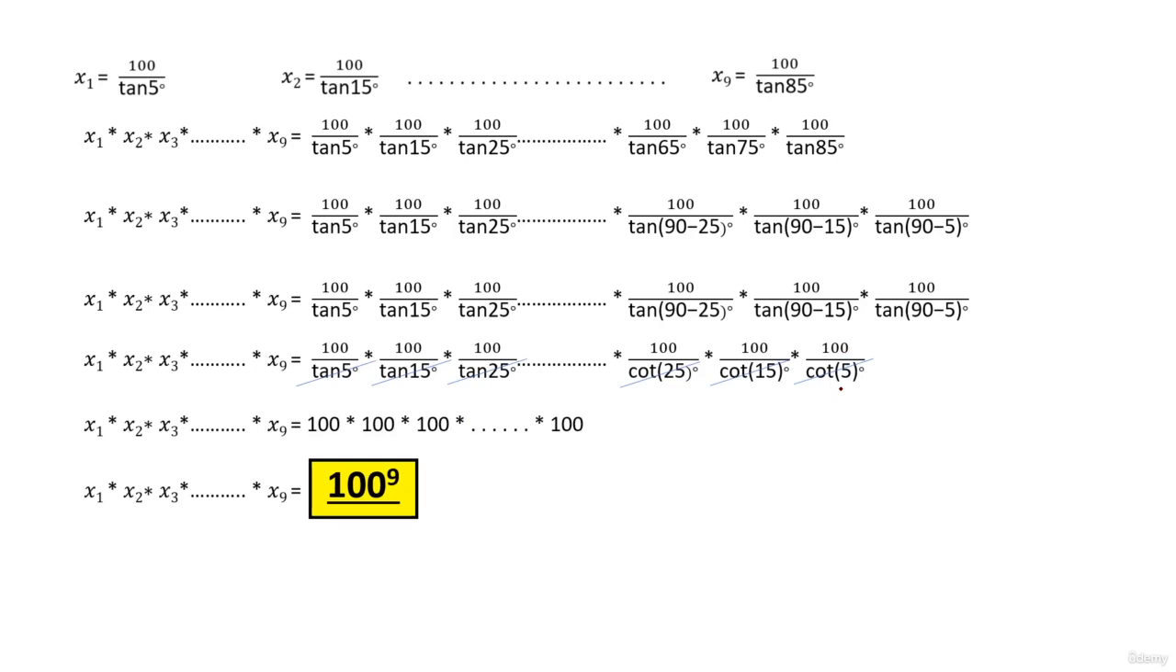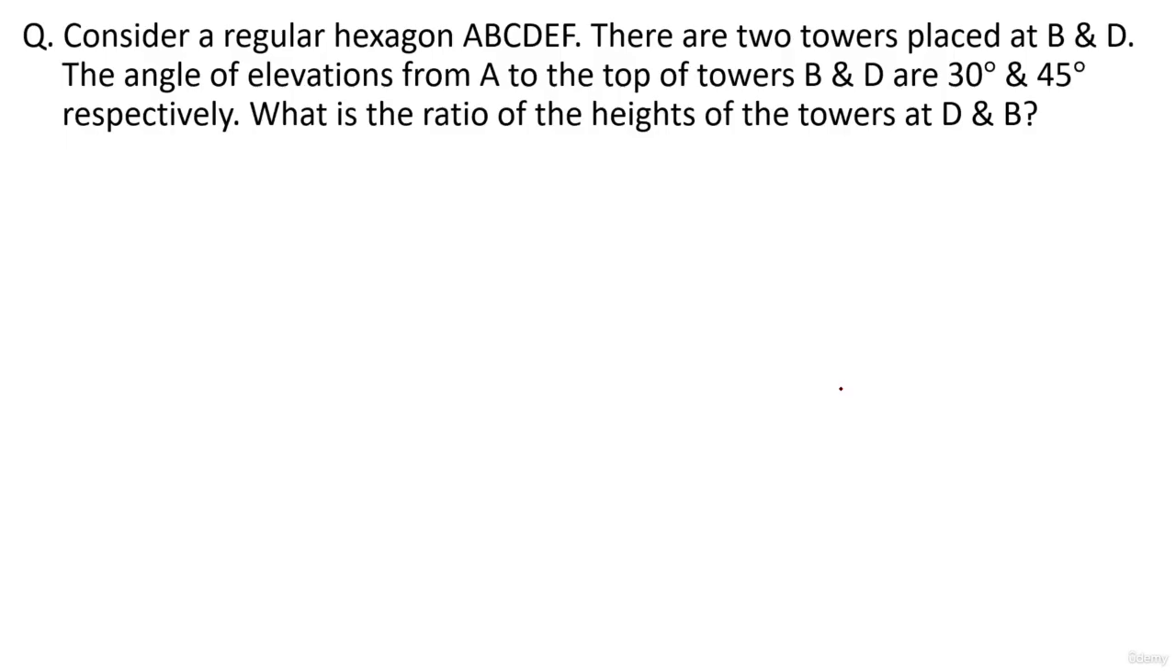But I think we should solve one more question. Actually, it's a very good question. Let's go for it. Consider a regular hexagon A, B, C, D, E, F. There are two towers placed at B and D.